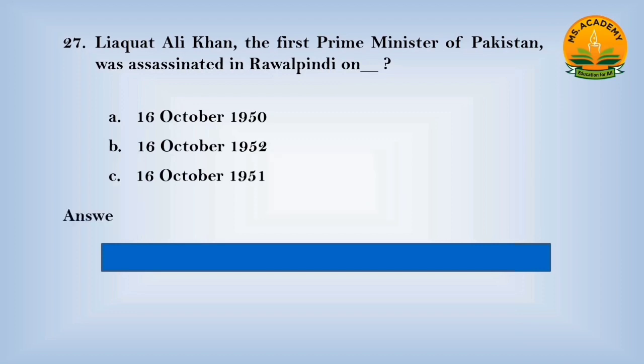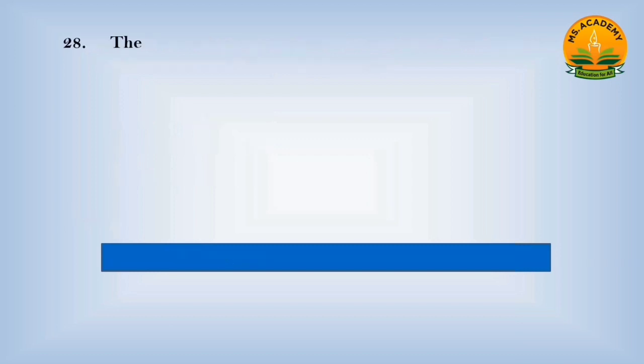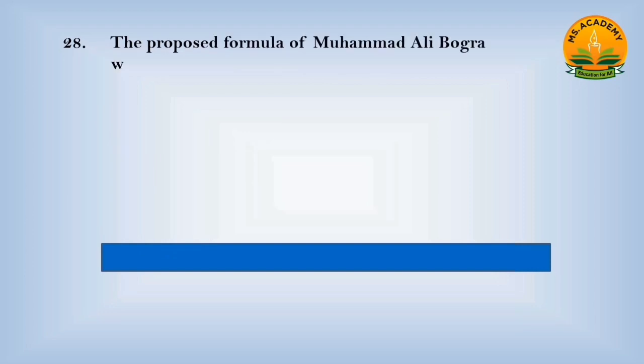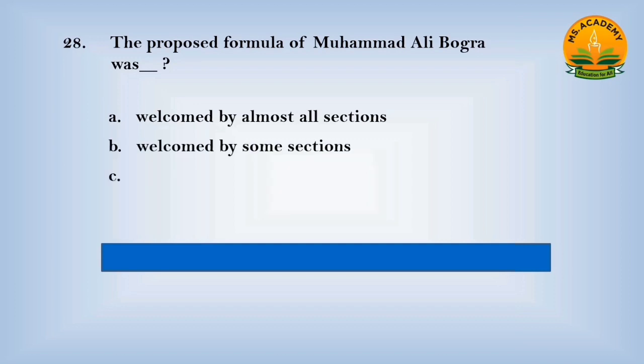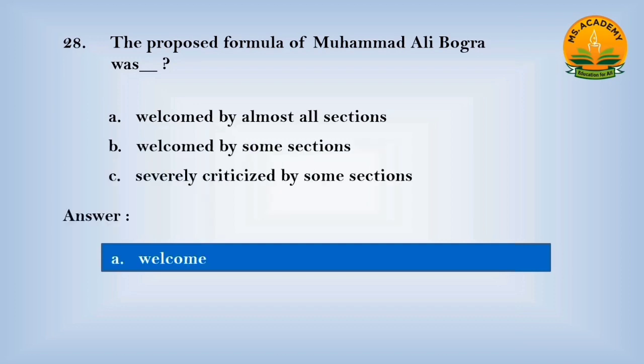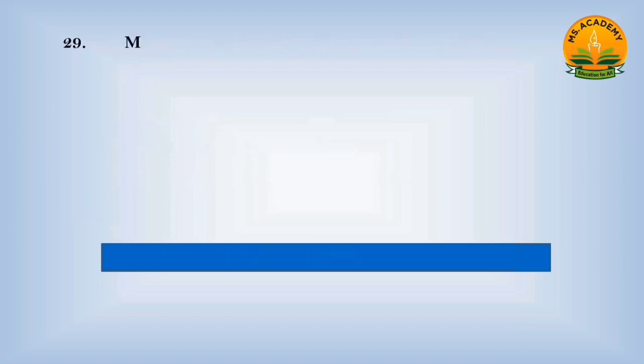Liaquat Ali Khan, the first Prime Minister of Pakistan, was assassinated in Rawalpindi on dash A. 16 October 1950, B. 16 October 1952, C. 16 October 1951. Answer is C. 16 October 1951. The proposed formula of Muhammad Ali Bogra was dash A. welcomed by almost all sections, B. welcomed by some sections, C. severely criticized by some sections. Answer is A. welcomed by almost all sections.